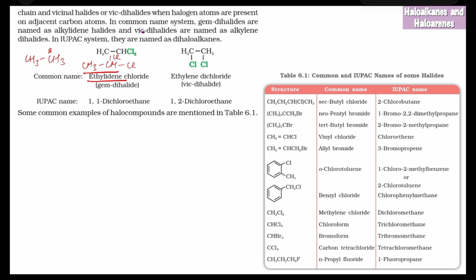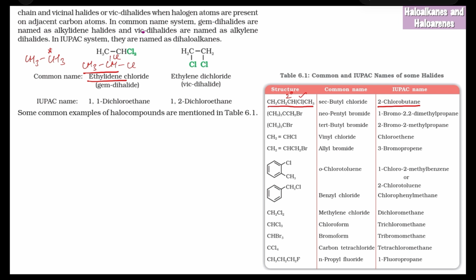chloride. Now here in this table, common and IUPAC names of some halides are given. Now this compound here, the common name is secondary butyl chloride and IUPAC name is 2-chlorobutane. Why secondary butyl chloride? Because here the chlorine atom is bonded to a secondary carbon atom. So this is known as secondary butyl chloride.